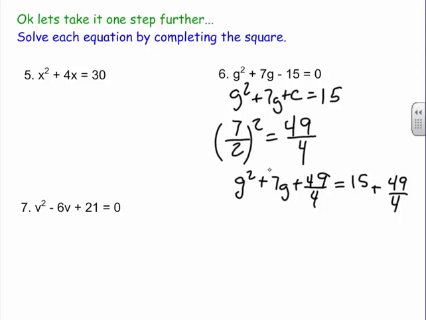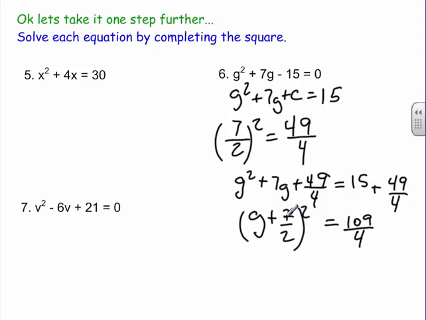Now, to solve, we've got to factor it. It's a quadratic, so we've got to factor it. We end up with g plus 7 halves quantity squared, because they're both 7 halves. That's what I have to have to make this work. Equals 15 plus 49 fourths. I'm going to turn 15 into a fraction over 4, so it's 60 fourths. So it's going to be 109 fourths.